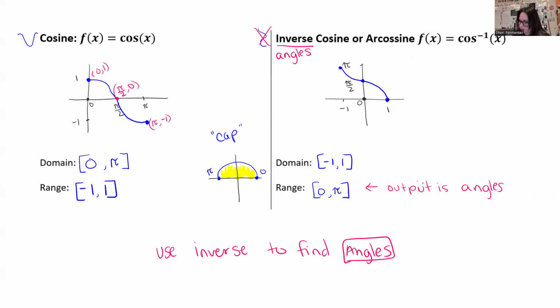Are y'all good with cosine? All right, let's graph tangent.